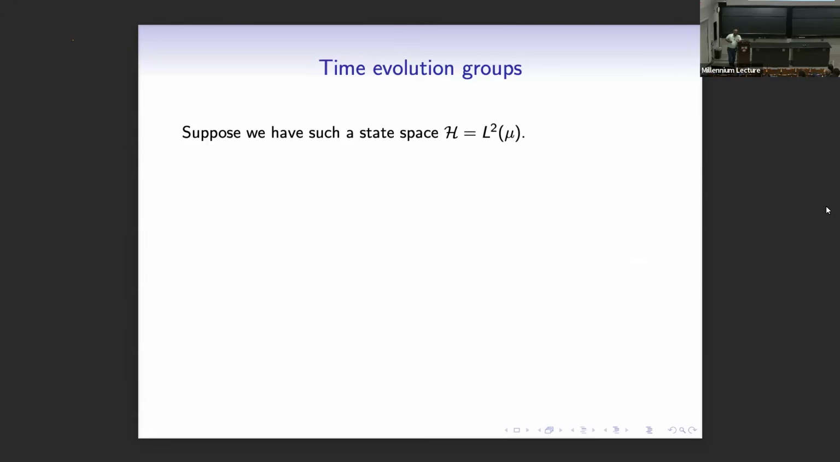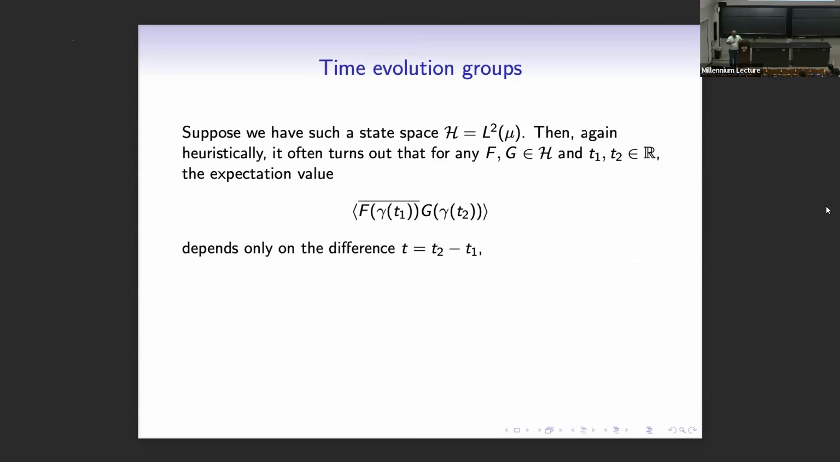Okay, so suppose we have such a state space, L2 mu. Then again, one can do another computation using path integrals. Suppose you take two functions f and g in this L2 of mu, and take two time points t1 and t2, and let's say we compute the expected value of this 2-point function. So you evaluate f at gamma t1, where gamma t1 is the location of the trajectory at time t1, and you evaluate g at the location of the trajectory at time t2, and you take the product of f gamma t1 bar, g gamma t2, and take the expected value via the path integral.